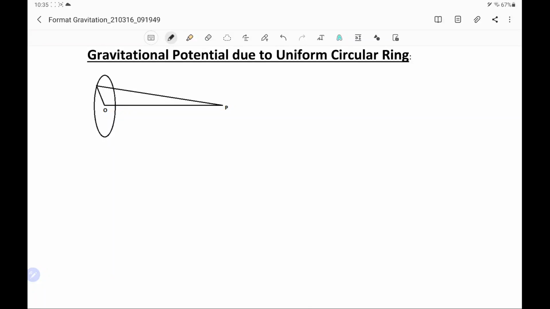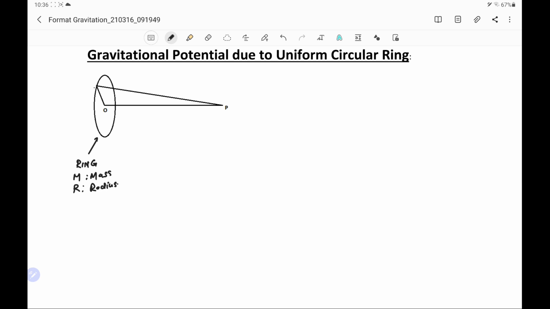Next, we have to derive the relation for gravitational potential due to the uniform circular ring. In the figure shown, this is the ring of mass m and radius r. And mass m is distributed over the circumference of this ring uniformly.